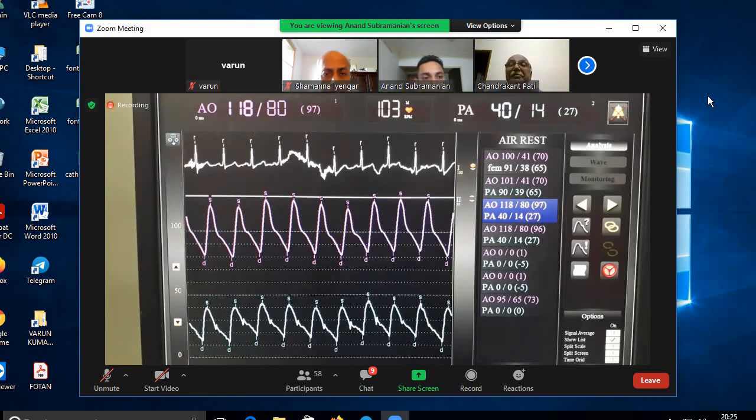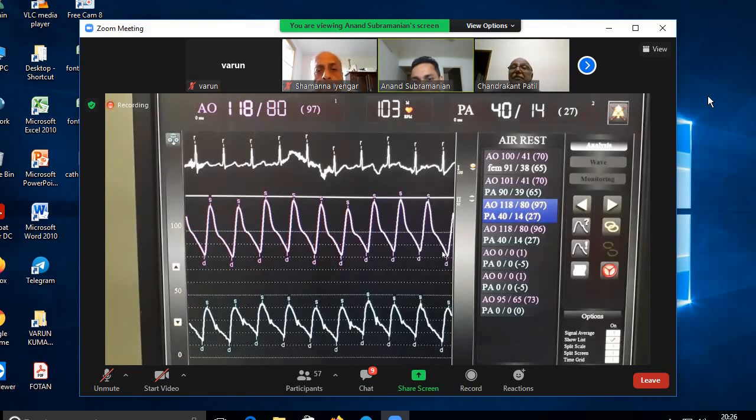Yes. So you can actually see that the curves which were superimposed have now widely separated. So this is the aortic pressure trace. You can see that the aortic pressure has gone up to around 120 by 80. The systolic pressure has gone up. The pulse pressure is now normal. And the PA pressures have fallen to 40 by 14. It's almost one third of what it was.